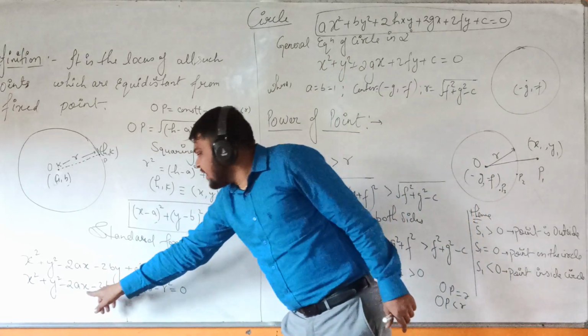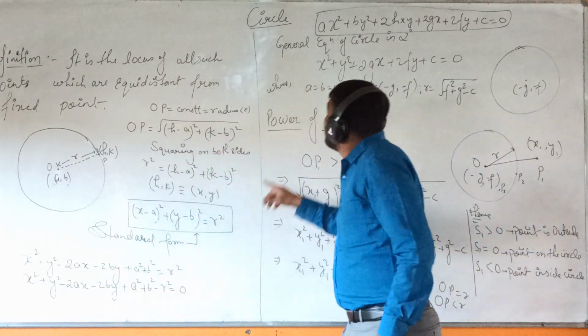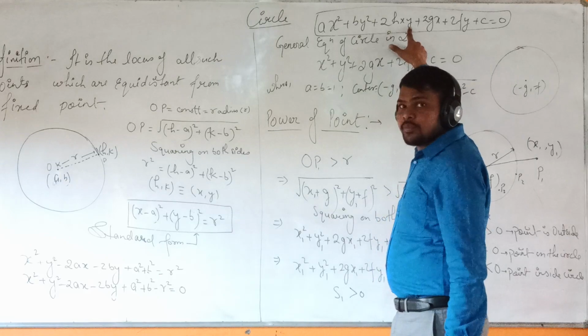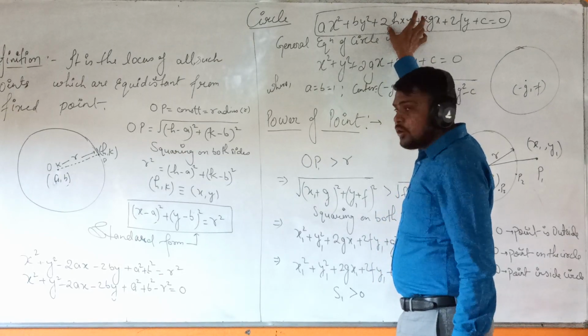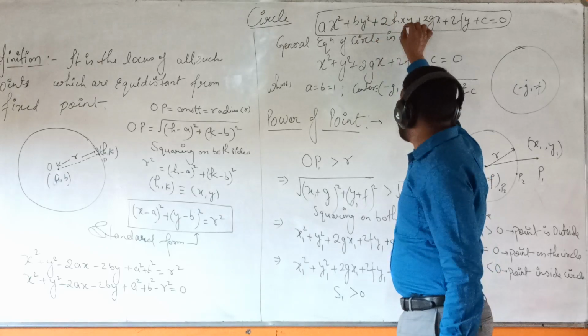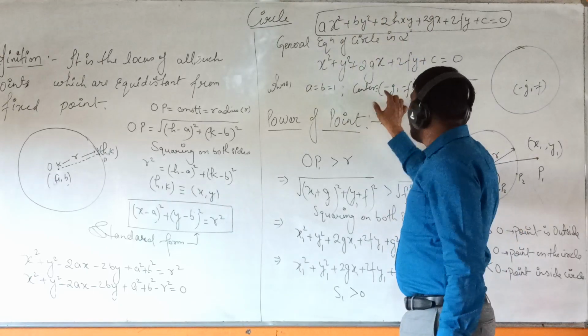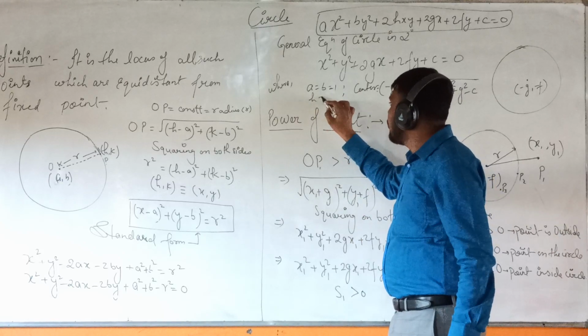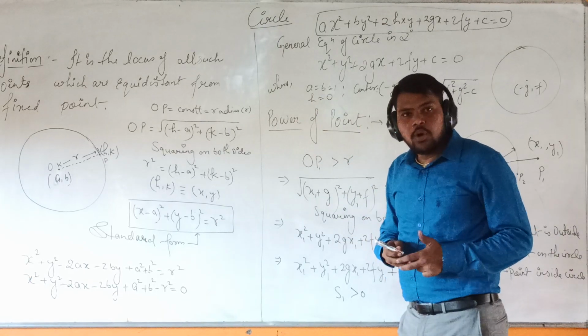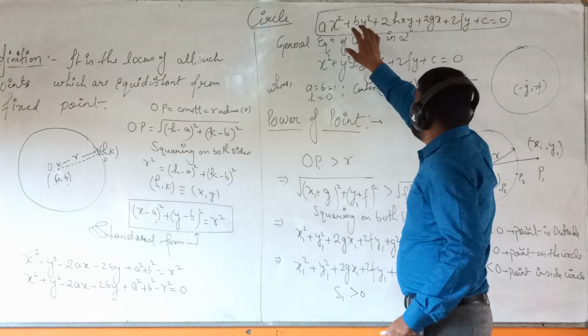Then over here you can see there is no xy term. So here there is no 2hxy term. So what can we do? We have to remove this xy term, so h is equal to 0. So what can you say? a is equal to b, and h is equal to 0.